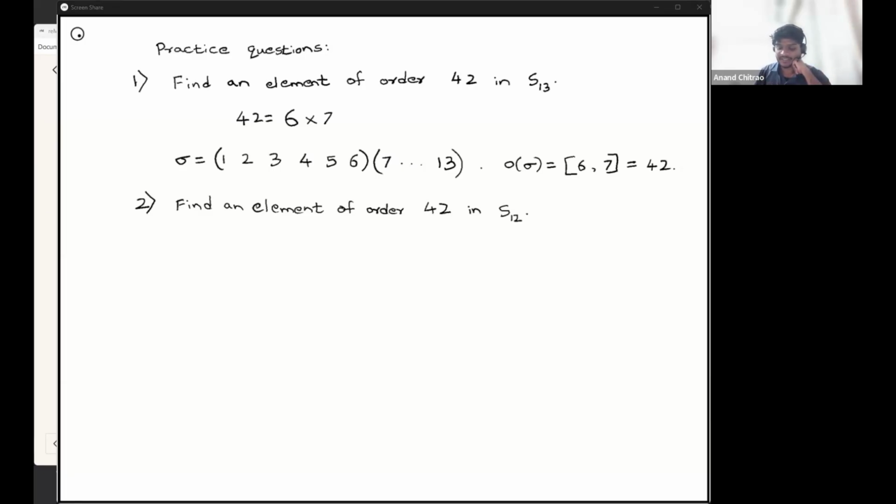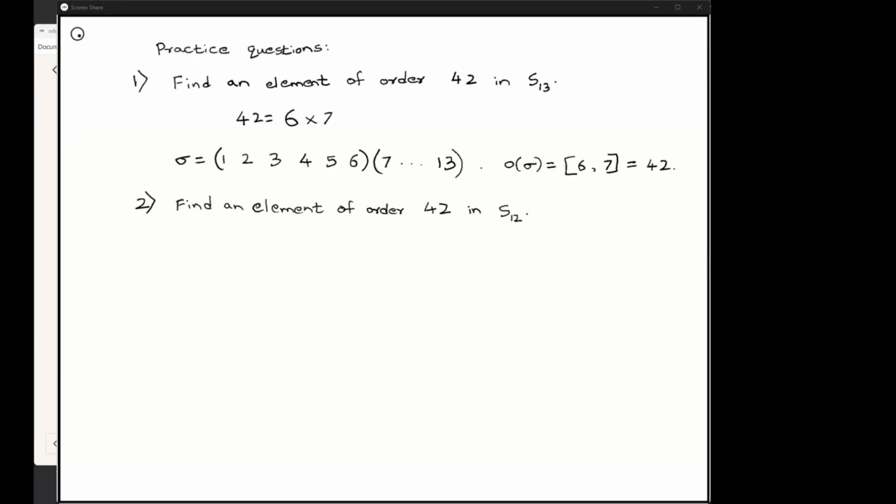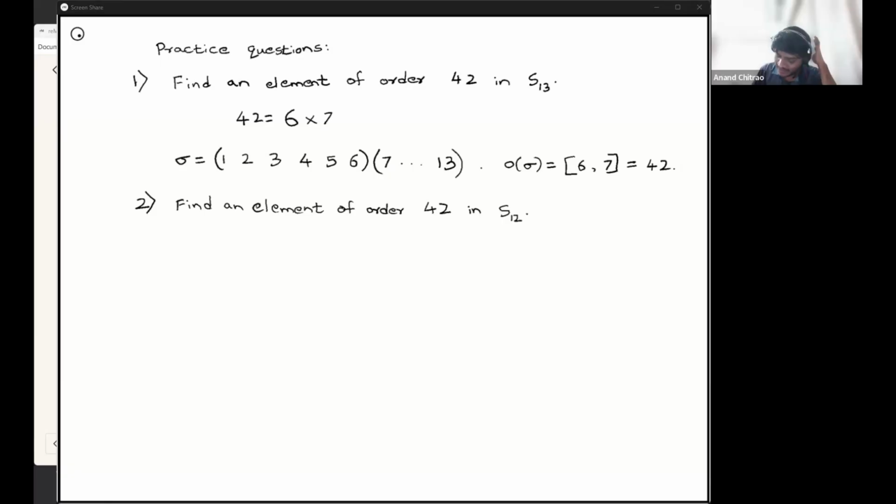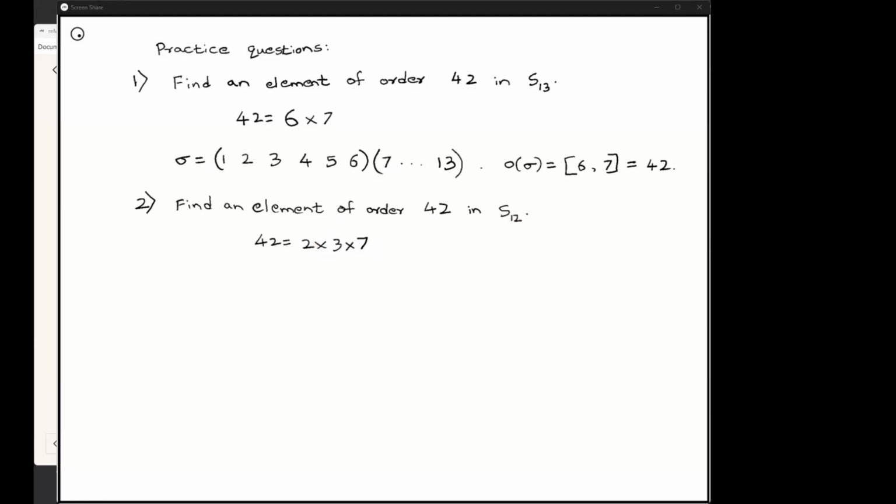Do the same trick. Now 6 plus 7 won't work. So try 2, 3, 7. So you write 42 this time as 2 times 3 times 7. Then note that 2 plus 3 plus 7 is 12. So you can find a product of disjoint cycles in S12 with cycle type 2, 3, 7, right? So that will tell you the answer.